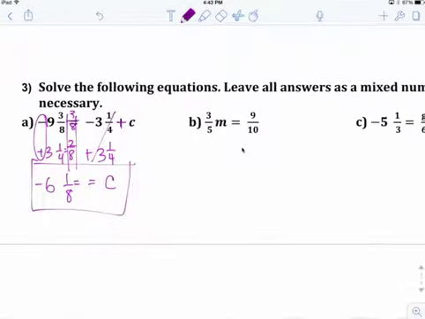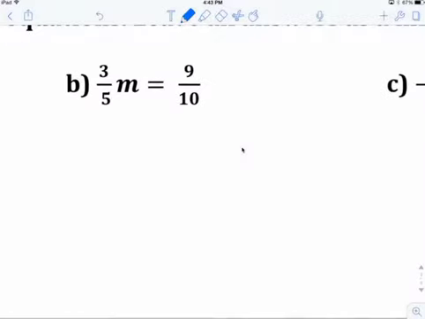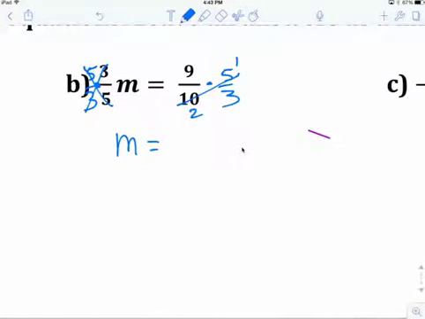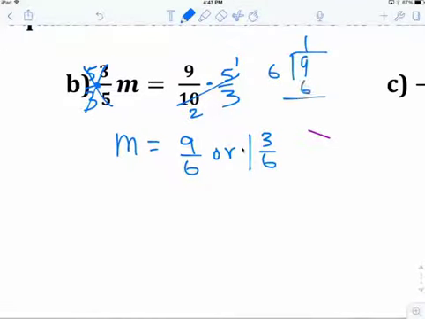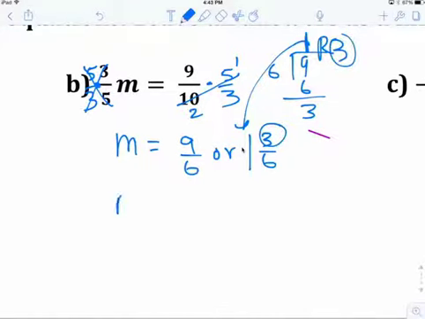For multiplication, remember to do its reciprocal, times 5 over 3, cross cancel. That's m equals, cross cancel. That's 2, that's 1. 9 over 6, or 1 and 3 over 6, because 9 divided by 6 goes in one time, with a remainder of 3. Remember, the whole number 1 is this. Your remainder is your numerator. Reduce that. M equals 1 and 1/2.